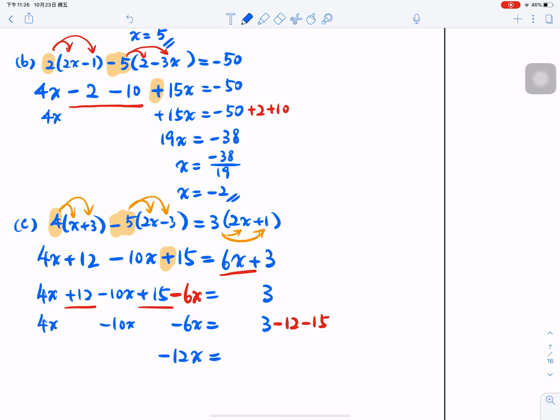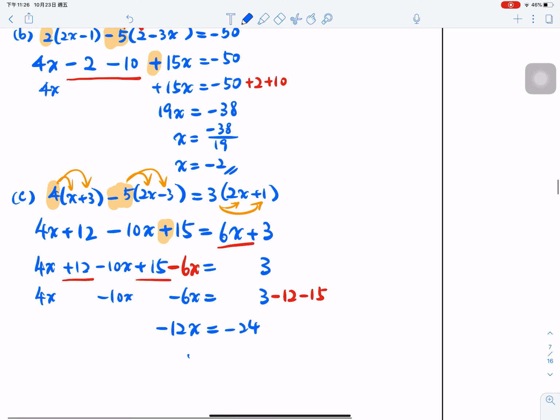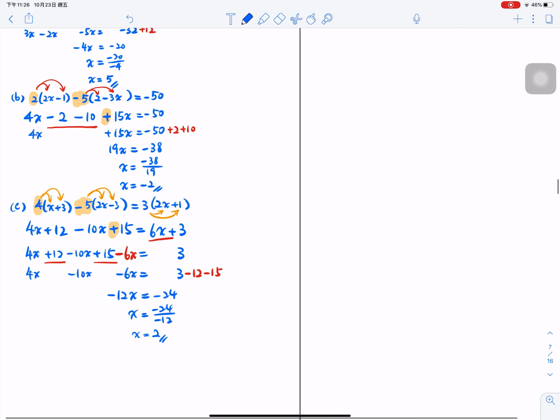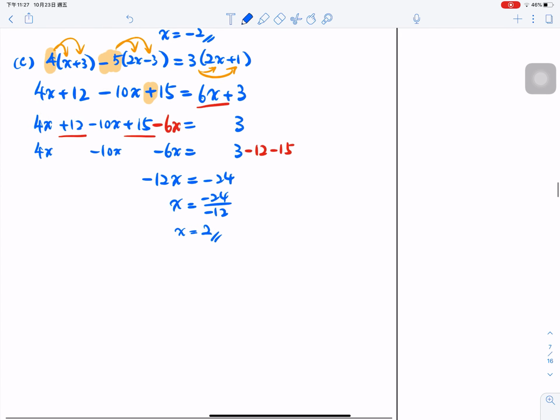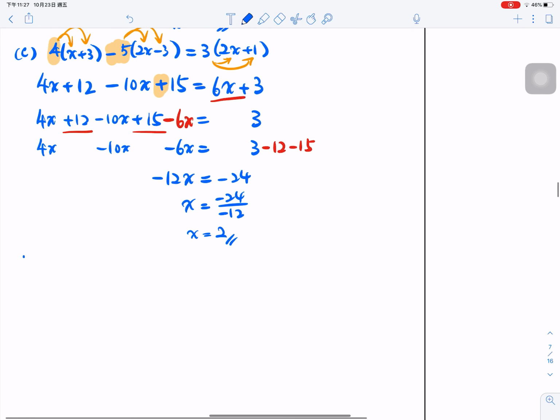Negative 12x. How about the other side? Yeah, negative 24, right? So x equals negative 24 over negative 12. Final answer, x equals 2. Great. Let's see. How about part D? Part D.